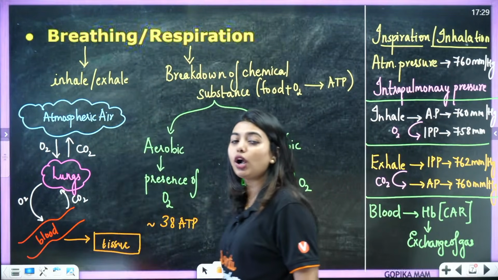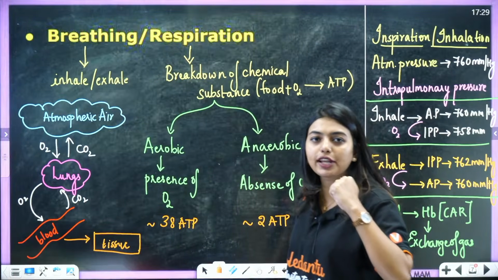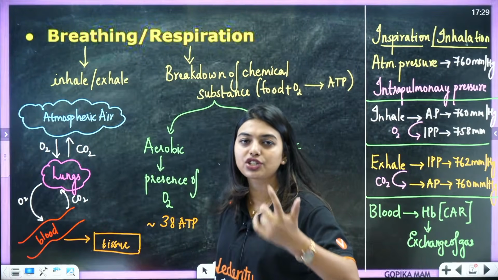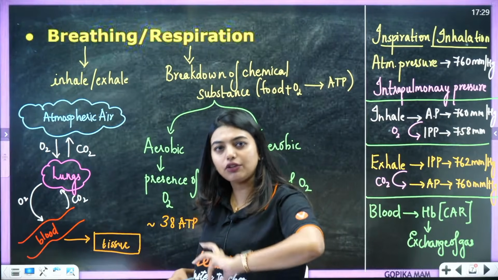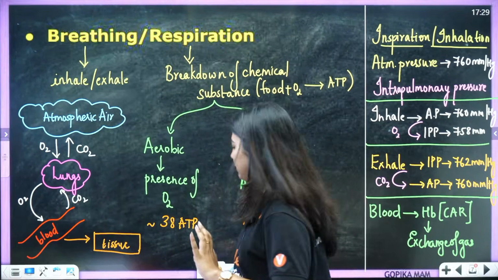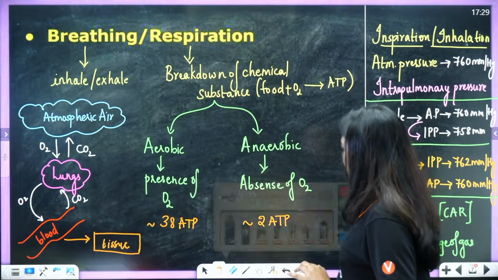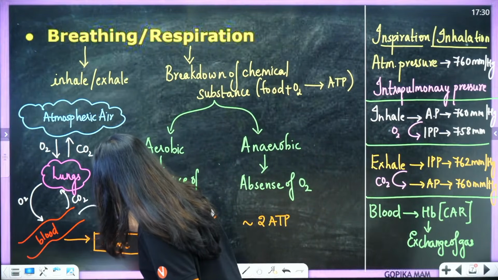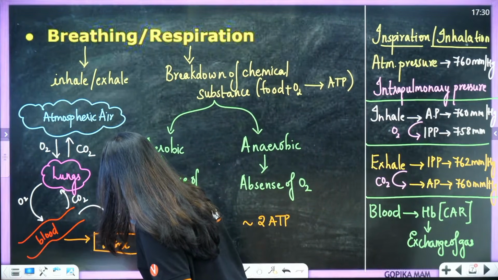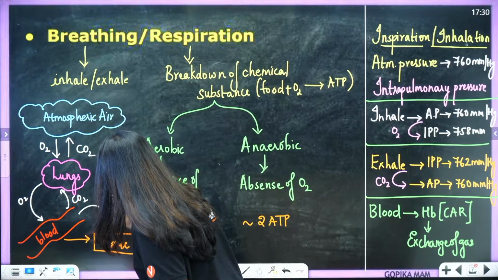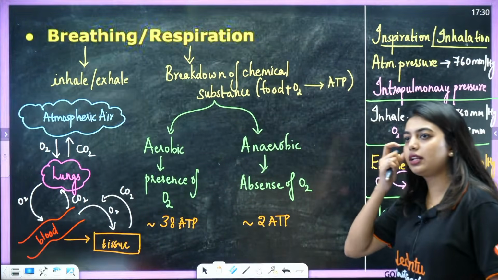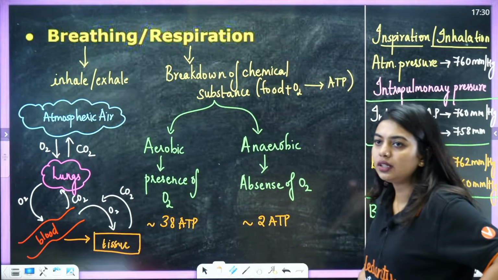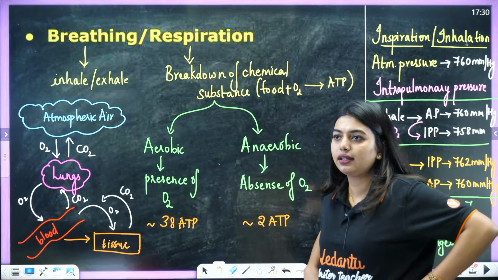The tissue will do what? The tissue will do cellular respiration. After cellular respiration, it will be left with carbon dioxide. It will give the carbon dioxide back. So, from the blood, oxygen will go. From the tissues, carbon dioxide will go. That's all. Clear or not? Easy?